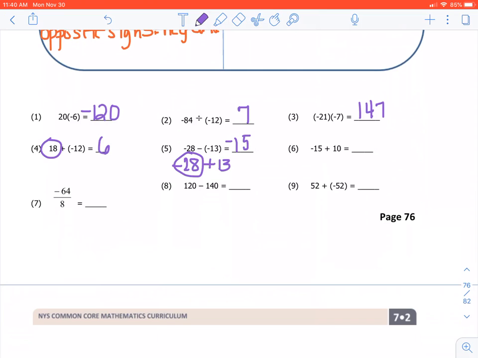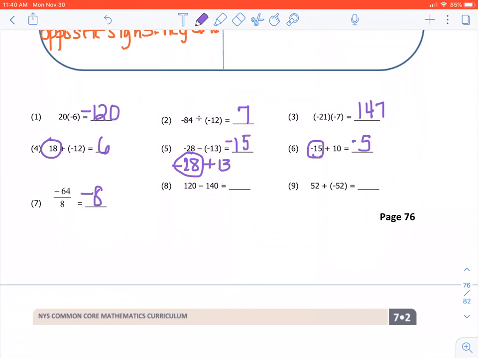Number 6, again, we have opposite signs, so we're going to subtract. 15 minus 10 is 5. 15 is bigger, so 15 is negative. All right, negative 64 divided by 8. Remember, fractions mean division, so 64 divided by 8 is 8. Opposite signs means negative answer.